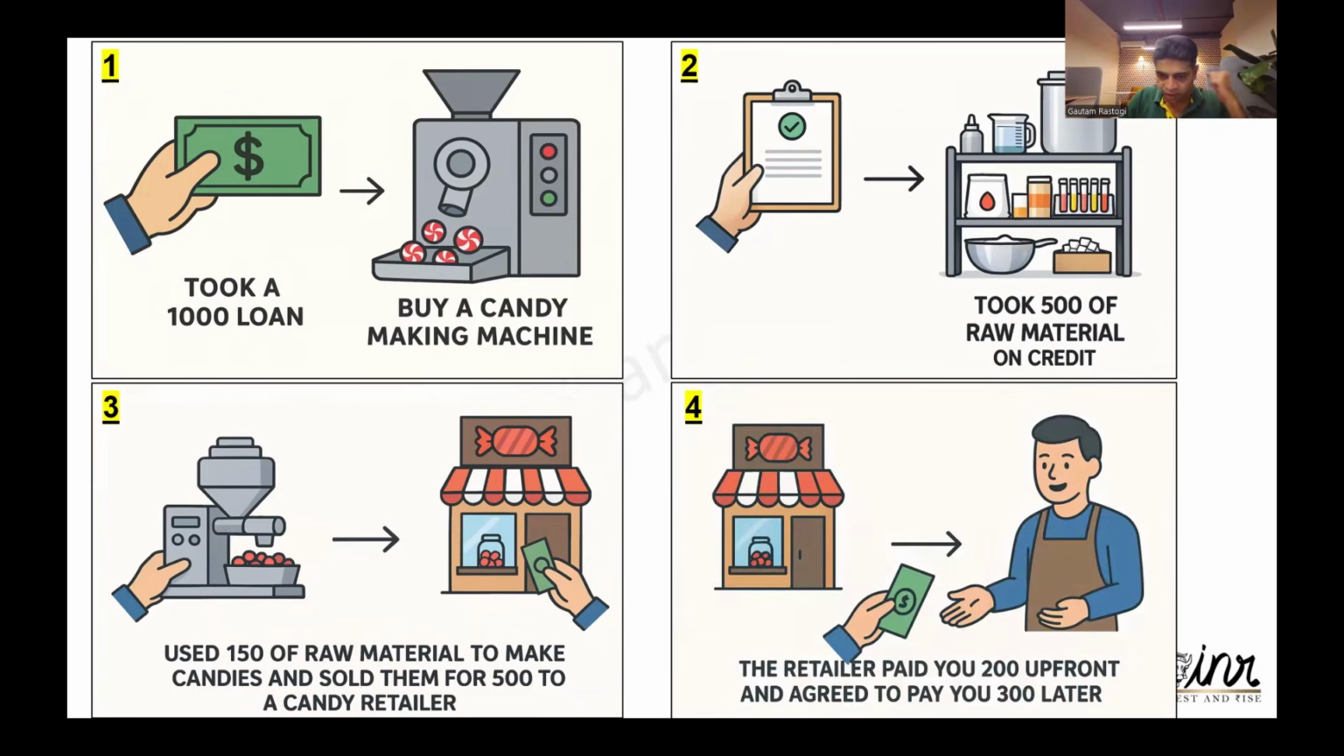Fourth is the retailer. So you made a sale of 500 rupees. The retailer did not pay you the entire amount up front. The retailer paid you, let's say, 200 rupees up front, and he said, "Brother, your candies are new, so let me see the response, and then I'll pay you 300 later. For now, take 200 rupees. 300 rupees you come back and take later." And you happily accept the 200 rupees payment, and you say you will come and take the 300 rupees later. All right.